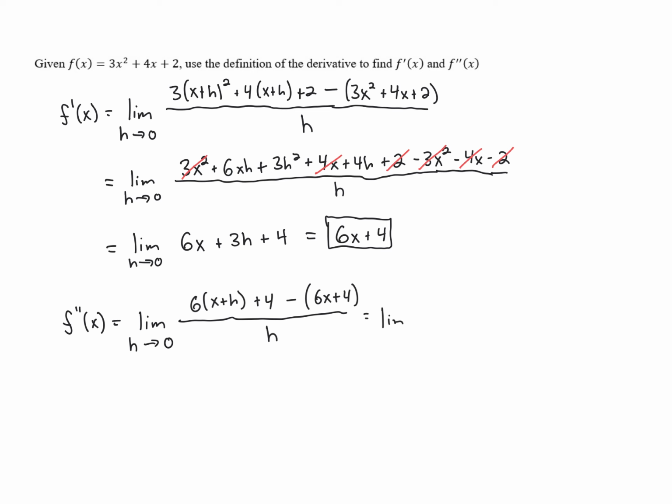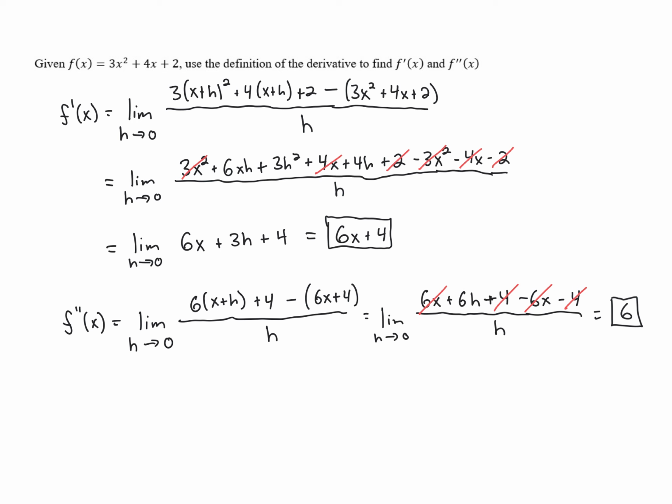Okay, let's see what we get. There's far fewer terms here, which is really nice. When we distribute that 6, that's going to be 6x plus 6h, and then plus 4. When we distribute that subtraction, that's going to be minus 6x minus 4, all over h. We've got some cancellation as per usual. The 6x's and the 4's cancel. And we're left with just 6h over h. But 6h divided by h is just 6. And the limit as h approaches 0 of 6 is just 6. So the second derivative there is going to be 6.